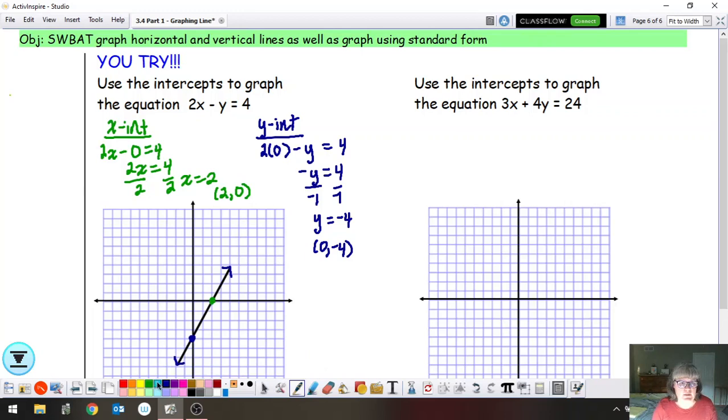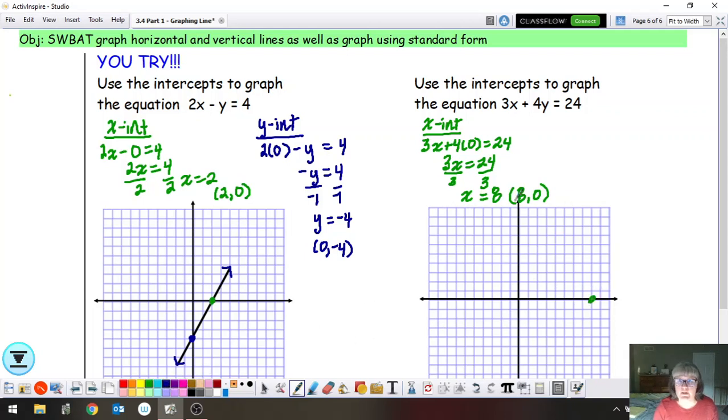Let's take a look at the second one. Starting with the x-intercept. Again, we're looking for x when y is 0. So 4 times 0 is 0, so we're left with 3x equals 24. Divide by 3, and x equals 8. So we have the point 8, 0. 1, 2, 3, 4, 5, 6, 7, 8.